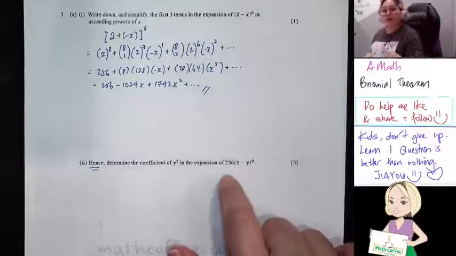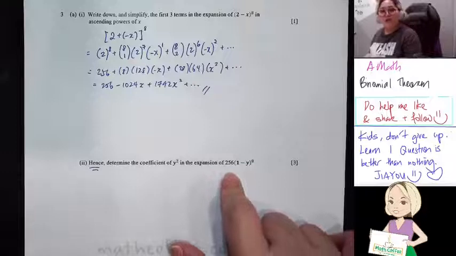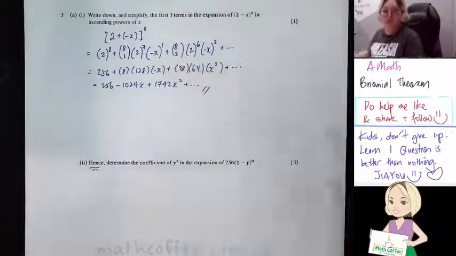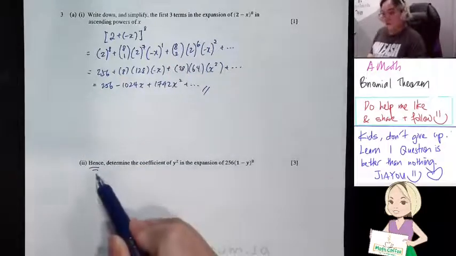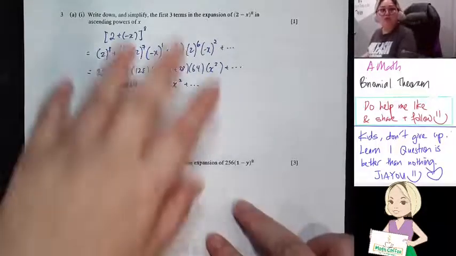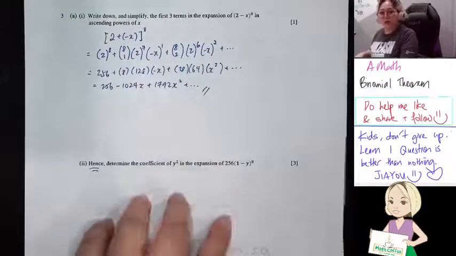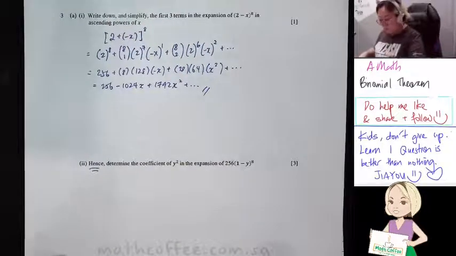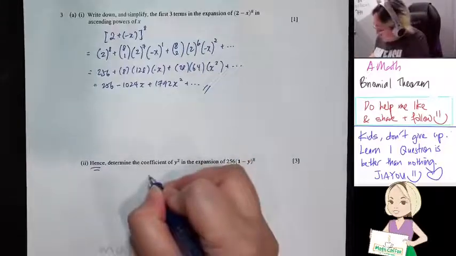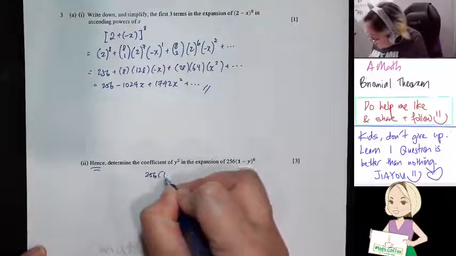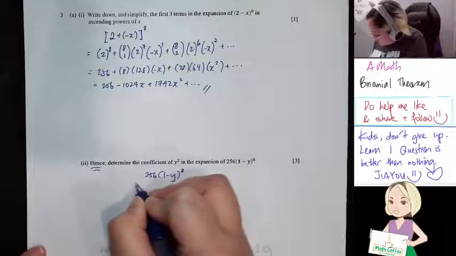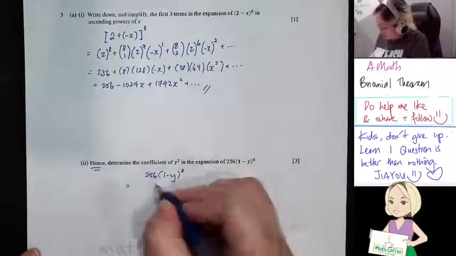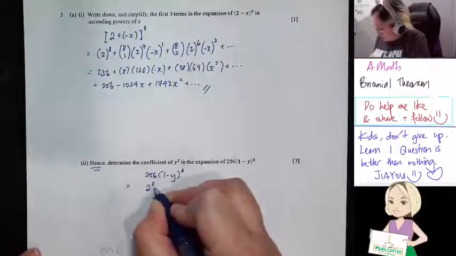If you do it in other ways to find the answer, other than using part 1, you will not get the marks, because they already put the word hence. So they want you to make use of the first part to do the second part. So now let's analyze. This 256 times 1 minus y to the power of 8. 256, I will break it into 2 to the power of 8.